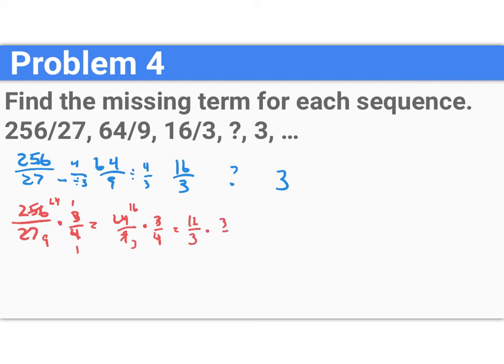Times it by 3 over 4. They cancel out. 16 divided by 4 is 4. Times it by 3 over 4. The 4's cancel out. We get 3. Okay, so it works. So the missing term is 4. That was the missing term here, was 4. We multiplied by 3/4, or we divided by 4/3.